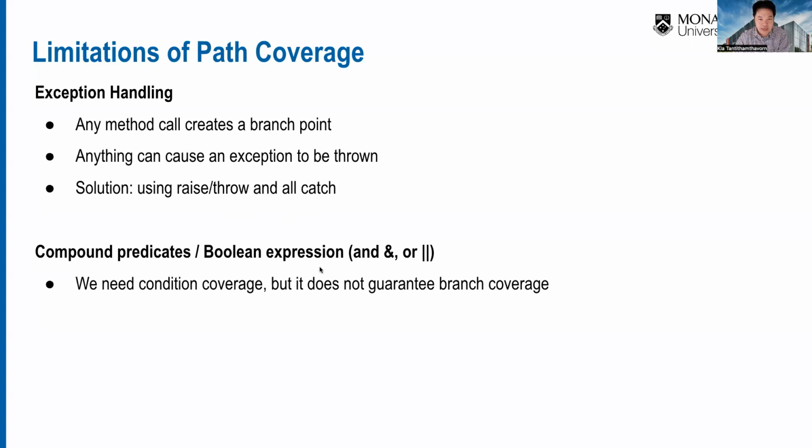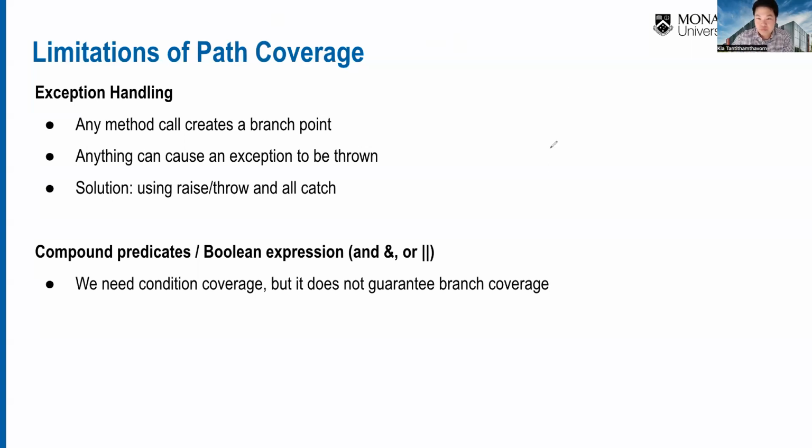Compound predicates, Boolean expressions. Let's say the program is more complex, right? It has more conditions. If A and B or C and D, not B, not D, that kind of thing. The path coverage does not consider that kind of conditions, so for that part, we also need to use the condition coverage anyway, okay?